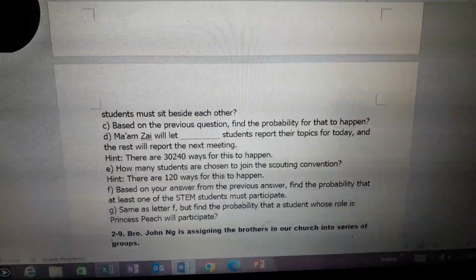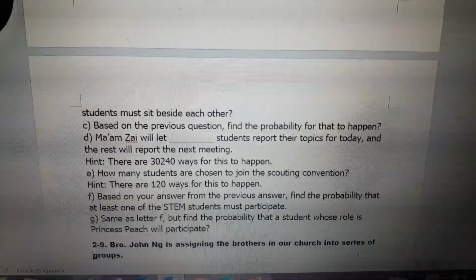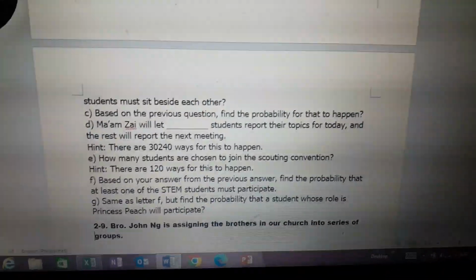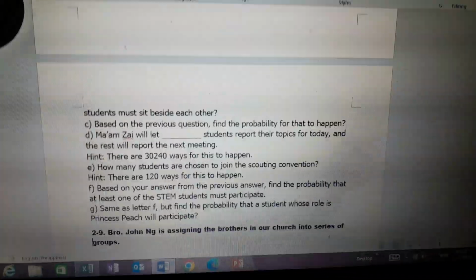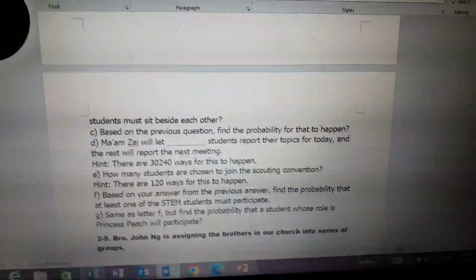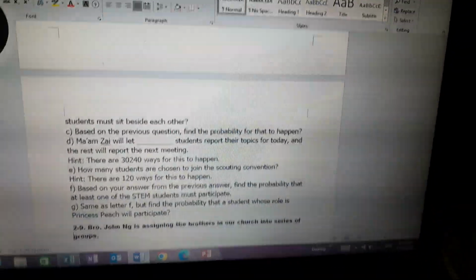So, that is permutation. 5. So, dapat, ang tamang dyan, dapat, ay Ma'am Zai will let how many students report different topics, their specified topics for today. So, dapat yun yung tama. Okay? And the answer is supposed to be 5. Pero let's see kung bakit naging 5 to. Okay? So, naalala mo ba yung formula ng permutation? Let's write it down. So, diba remember, ang formula ng permutation ay n factorial over n minus r factorial.